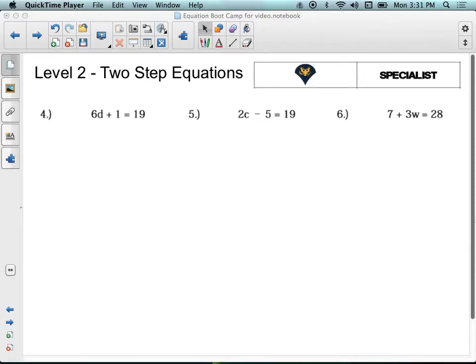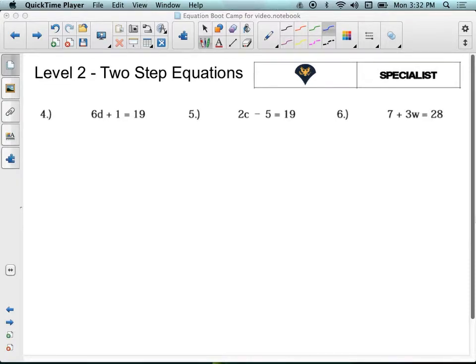Welcome to this video on Level 2 in the Equations Boot Camp, which is solving two-step equations. This is the specialist level. Just want to review with you the steps for solving a two-step equation, and I'll write them at the bottom.